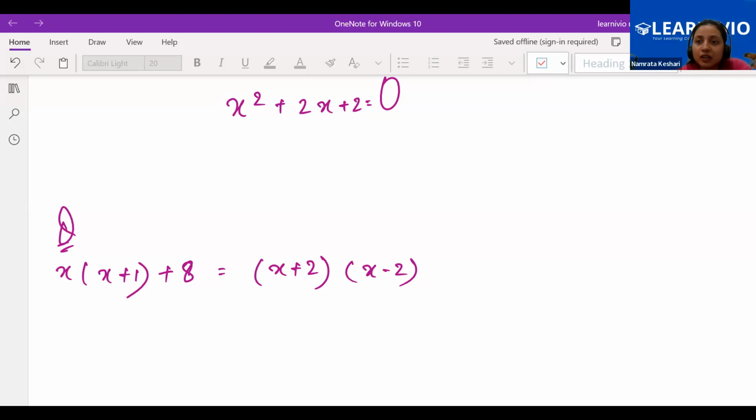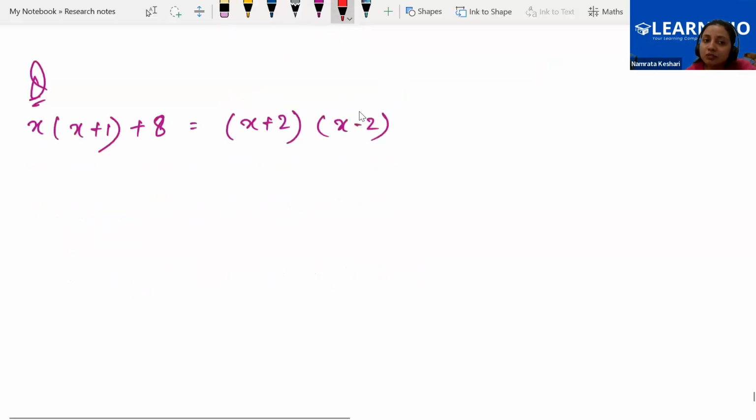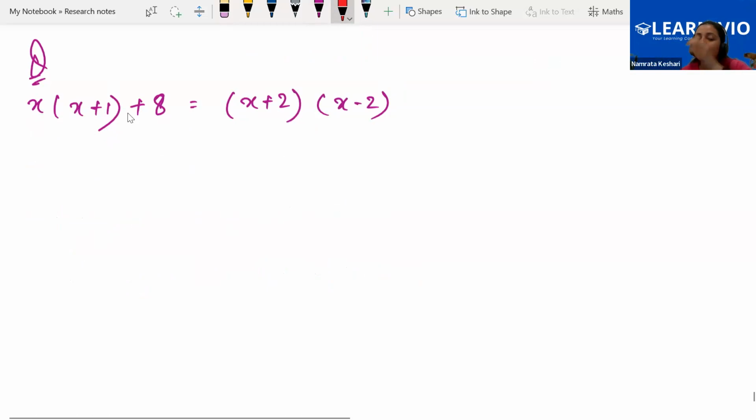We don't have to find the answer. 24, 12, 30, 40, 100, a value we are not searching. We are checking only whether the given equation will be quadratic or not. How? By doing the simplification. Is there any simplification which we can do over here?